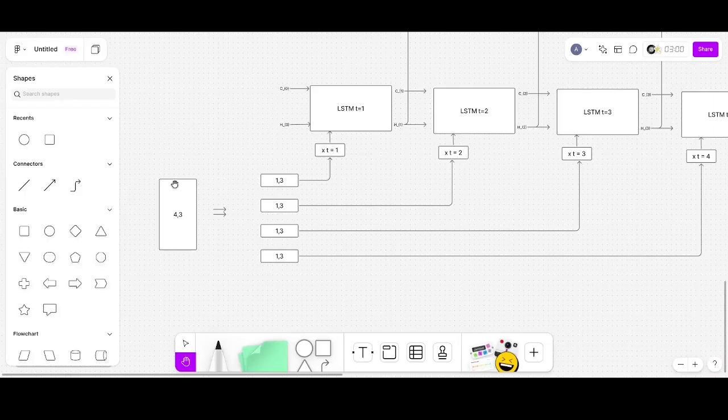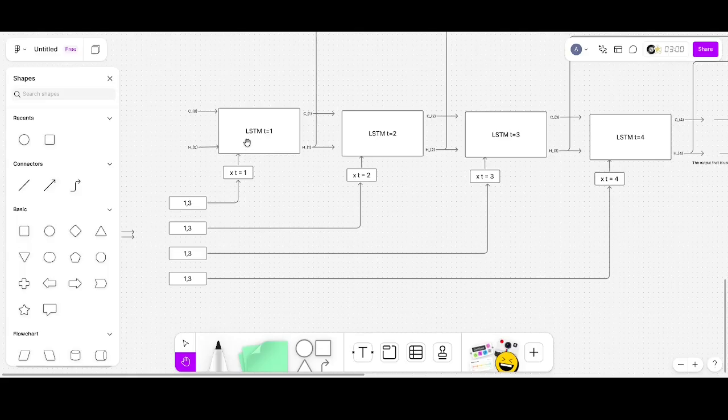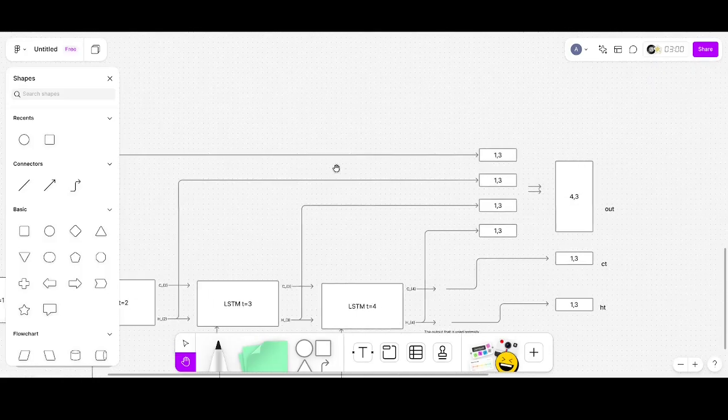So let's say the input is 4 into 3. That means sequence length of 4 and the input dimension is 3. Now the input gets divided into 4 smaller tensors for different time steps, T1, T2, T3, T4, and they each get pushed into the LSTM block. So the first LSTM block processes the data, and then it spits out C1 and H1, long-term memory 1 and short-term memory 1. And after the output, it gets saved.